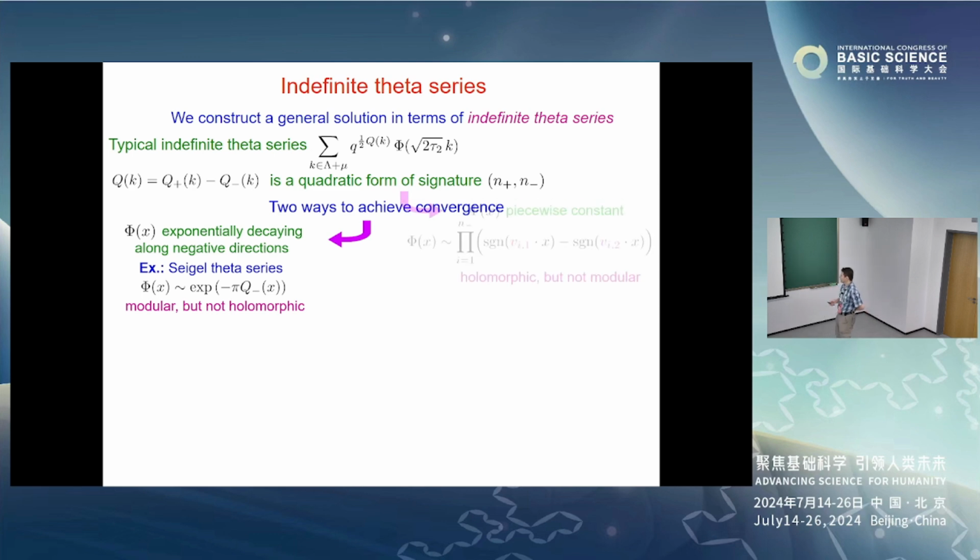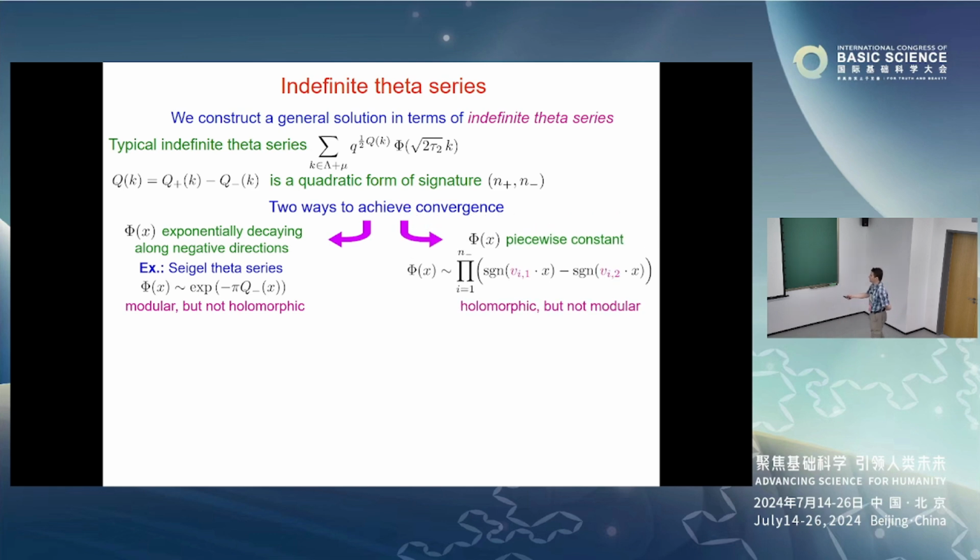On the other hand, there is a way to get a holomorphic indefinite theta series. For this, you take this kernel to be given by a product of differences of signs like this. And then if you impose certain conditions on these vectors v_i, one can show that this factor can ensure the convergence of this theta series. And now it is holomorphic, because of course you replace x by this, but the square root of tau 2 is positive, so it cancels in the sign function. So nothing depends on tau 2 in this situation. So it's holomorphic, but unfortunately it's not modular, because these signs spoil modularity.